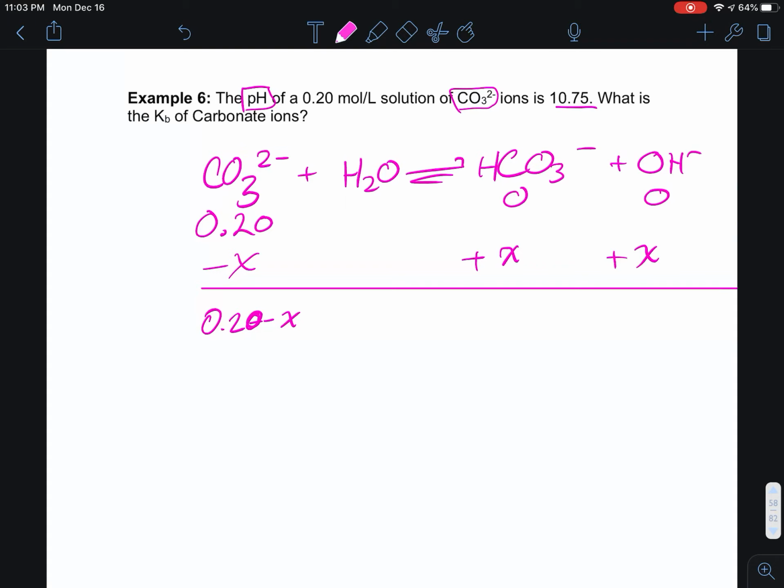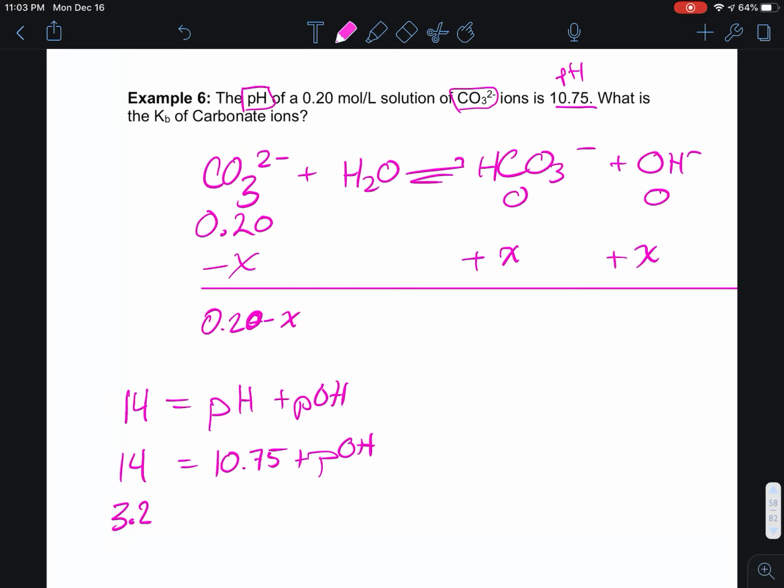Okay, so I've got my system set up, and this is interesting. What could I do with this? This is a value for pH. That's not very useful. All right, so I'm hoping you all are screaming at your screen because you know that the pH plus the pOH has to be equal to 14. So 14 is equal to 10.75 plus pOH.